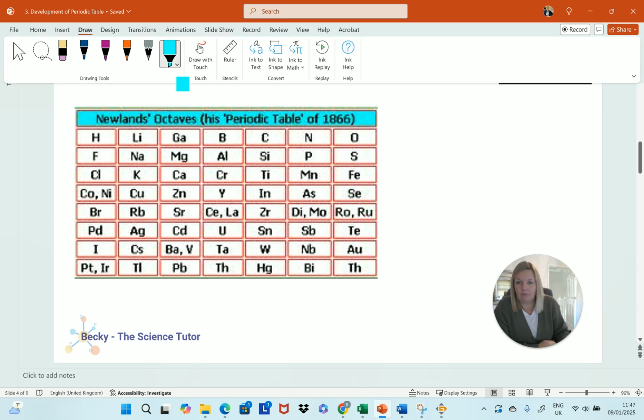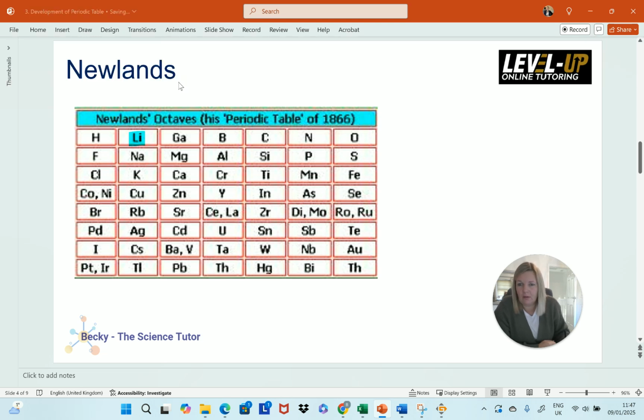We've got lithium, sodium, potassium, and they're all in the same group. That's how we know they are today. But now we know that's because of their electron structure. At this point, it was more by chance that they'd fallen into that structure.